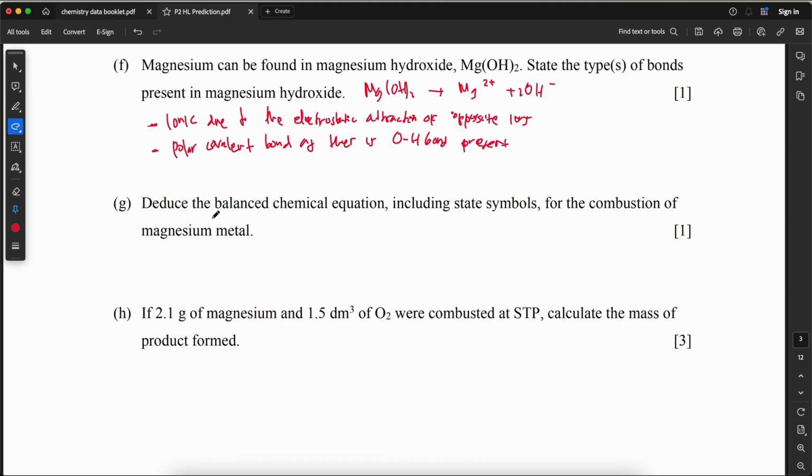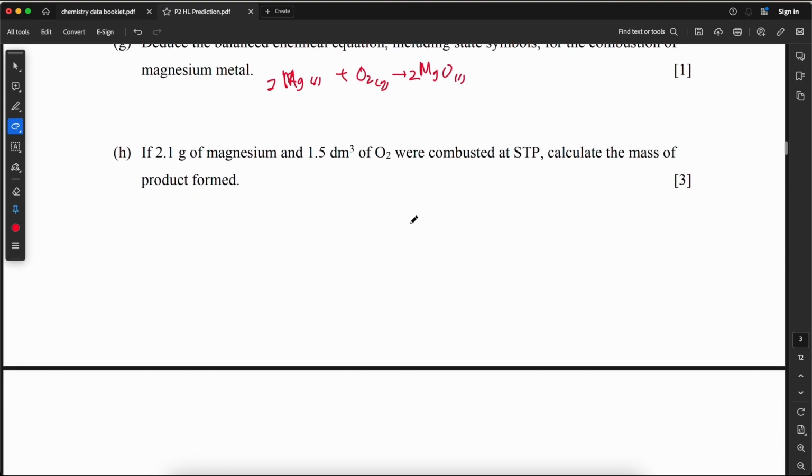Okay, deduce the balanced chemical equation including state symbols for the combustion of magnesium metal. So Mg plus oxygen will produce MgO. So this would be 2 and this would be 2 as well. If 2.1 gram of magnesium and 1.5 decimeter cube of oxygen were combusted at STP, calculate the mass of product formed. So 2 Mg plus O2 gives 2 MgO.